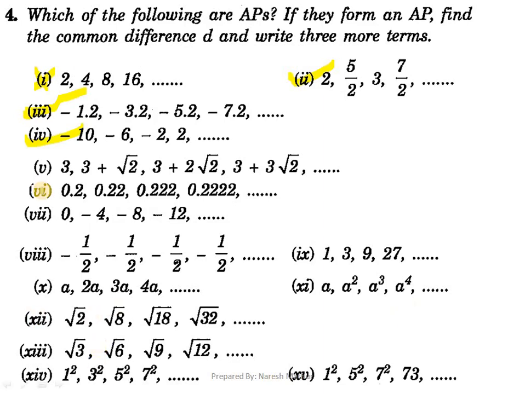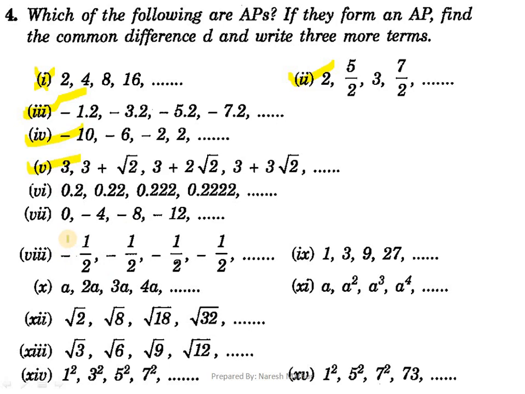Now the next one is fifth. 3 plus root 2, 3 plus 2 root 2 and 3 plus 3 root 2 and so on. So just subtract the first term from the second term. 3 plus root 2 minus 3, we are getting root 2. And if you check, the common difference is the same. If we subtract 3 plus 2 root 2 from 3 plus 3 root 2, still we get root 2 as a difference. So we can say yes, it is an AP. Then the next 3 terms are 3 plus 4 root 2, 3 plus 5 root 2 and 3 plus 6 root 2. So yes, it is also making an AP.